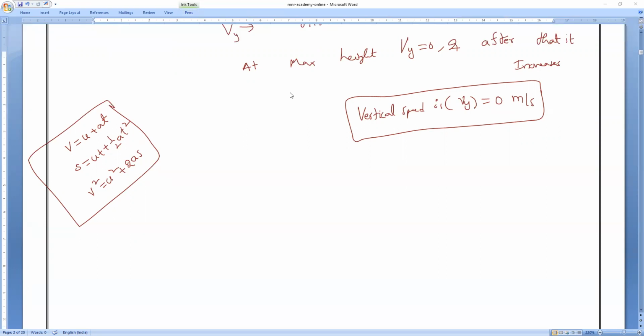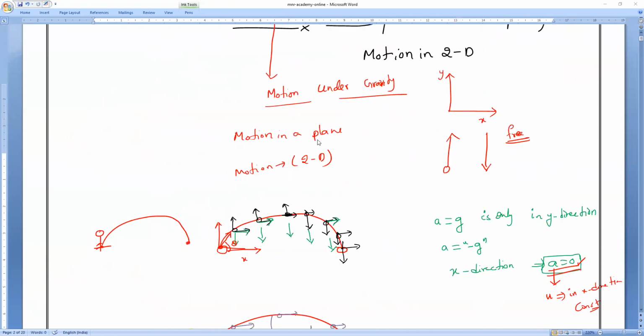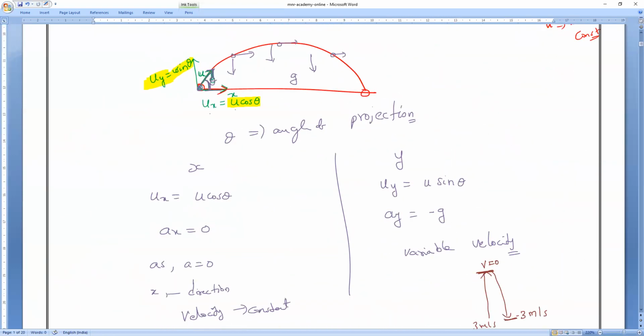Clear, everybody? So this is what we call projectile motion. Now in projectile motion, on the x-axis, what is the initial velocity? u cos theta. And on the y-axis, what is the initial velocity? u sin theta. Yes or no? Clear, everybody?